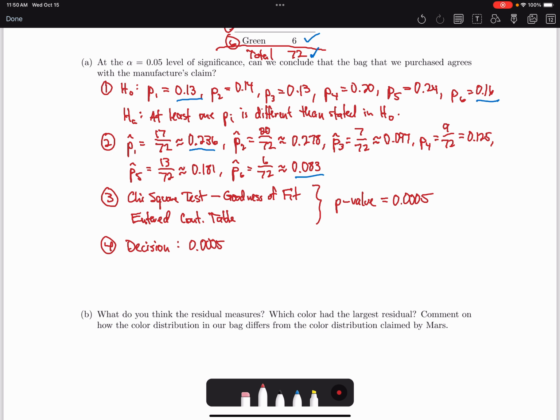Okay, so we need to compare our p-value to our level of significance alpha. And we want to know if this statement is true, right? Is our p-value less than alpha? And in this case, yes, it is, right? 0.0005 is less than 0.05. So we reject H null.